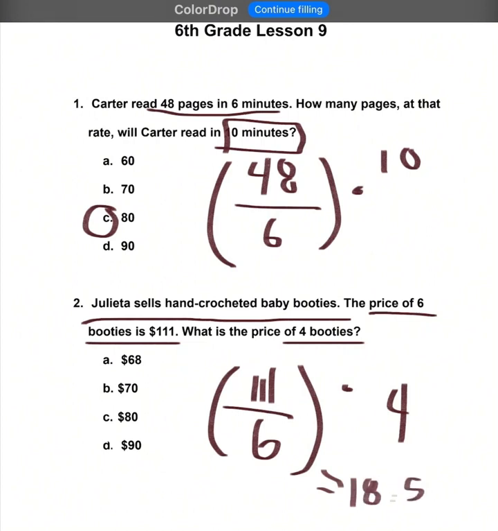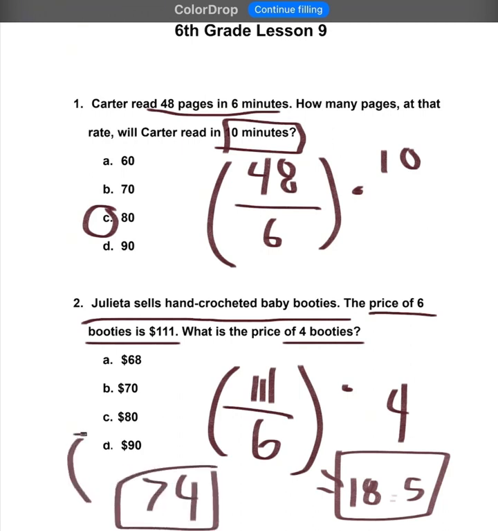And then because that's the price of 1 booty, you would find the price of 4 by multiplying 18.5 times 4, which would be 74. And this isn't really an option here, so I'm just gonna add that.